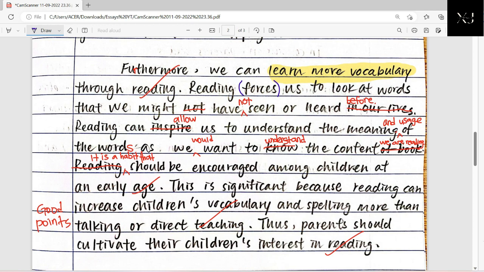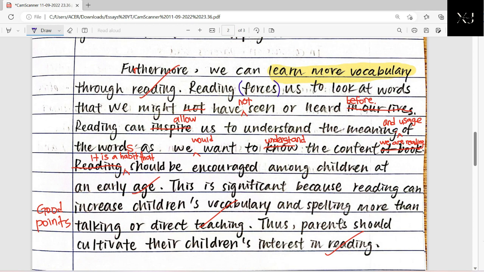In this paragraph, she is actually elaborating on how we can learn more vocabulary through reading. Because when we are reading a story or a comic, if we come across a word, a vocabulary that we have not seen before, we have to look out for the meaning of the word so that we can understand what's going on in the story. So that is her elaborating the process.